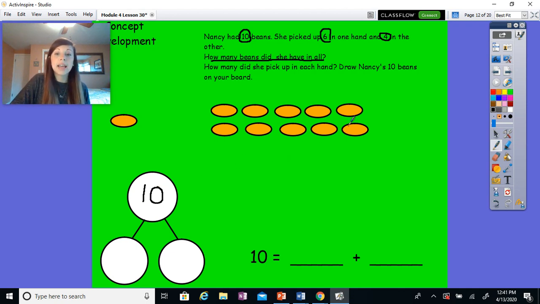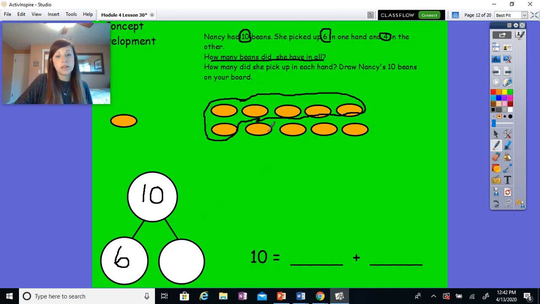Now let's go back. It says that she picked up 6 in one hand and 4 in the other. So I'm going to circle a group of 6 because that's how many she picked up in her one hand. So I circled a group of 6, so that goes in my part because she has 6 in one hand. And then we need to count how many are left over or how many she has in her other hand. 1, 2, 3, 4. So I'm going to put 4 in my other part.